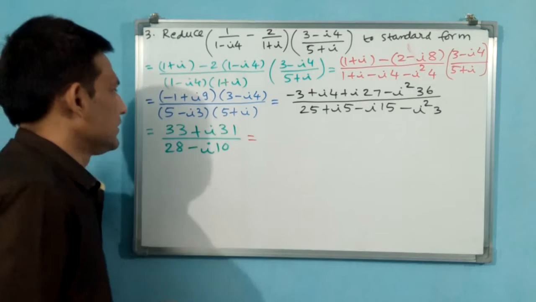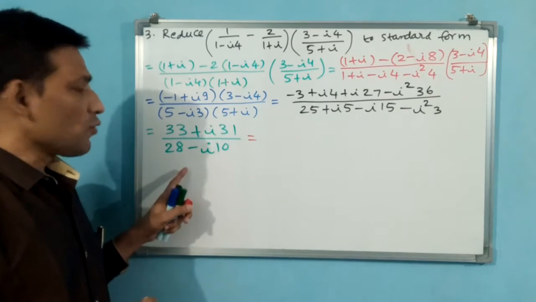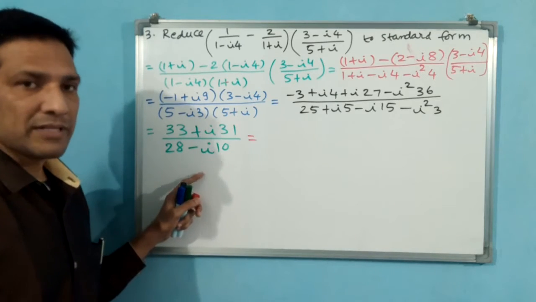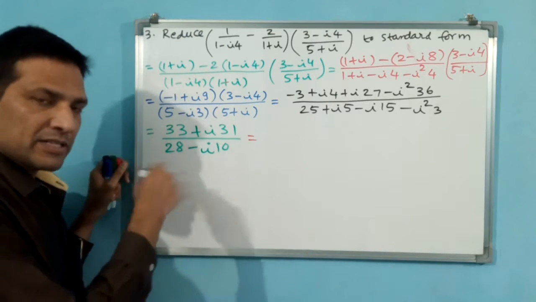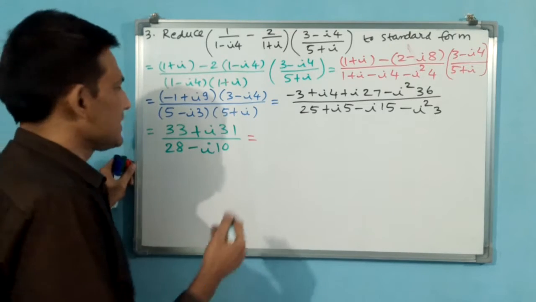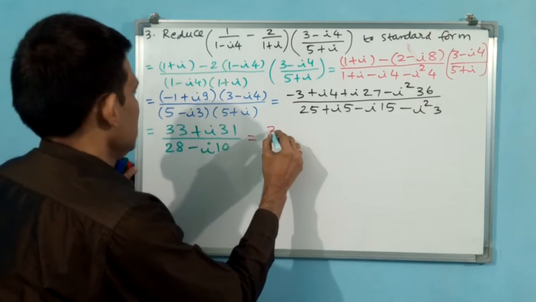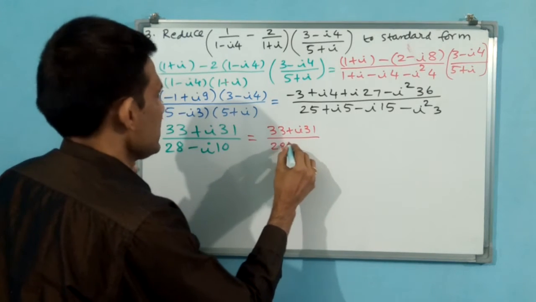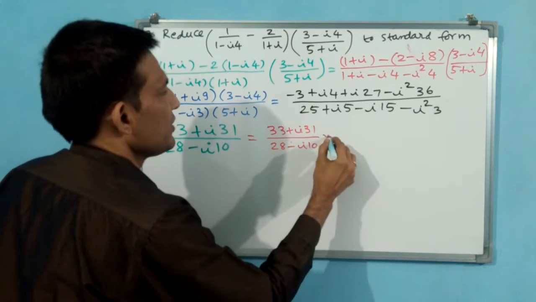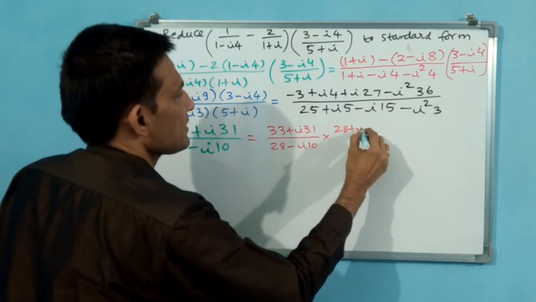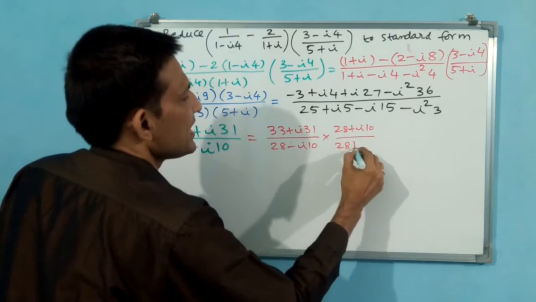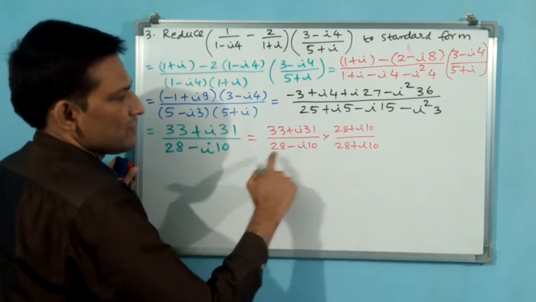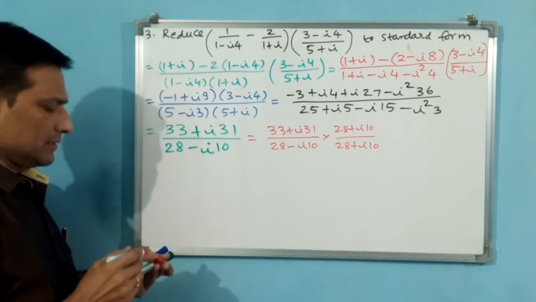That is equal to. Now, you see, rationalization we have to do. Why? Because numerator complex number, denominator complex number is there. We don't know the division. Division means rationalization only you have to do. Okay, rationalization I am doing. 33 plus I 31 by 28 minus I 10 into 28 plus I 10 by 28 plus I 10. Why? Because rationalization, minus plus, same numbers you have to take.